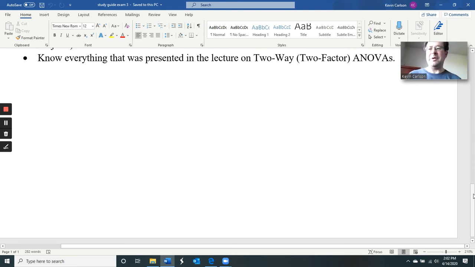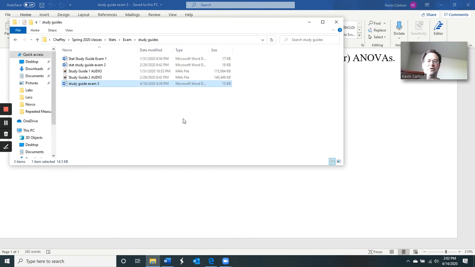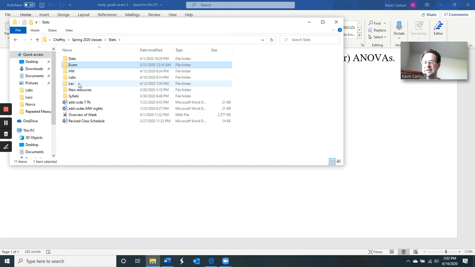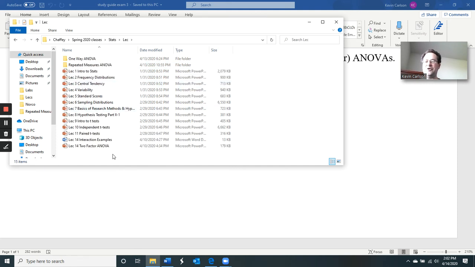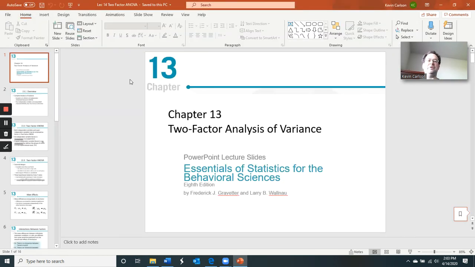This might be a little bit glib, but the last thing just says, know everything that was presented in the two-way or two-factor ANOVA. So let me go to that lecture. For sure, the big thing is the interaction stuff. So you should be able to plot data and draw a graph like we went through.